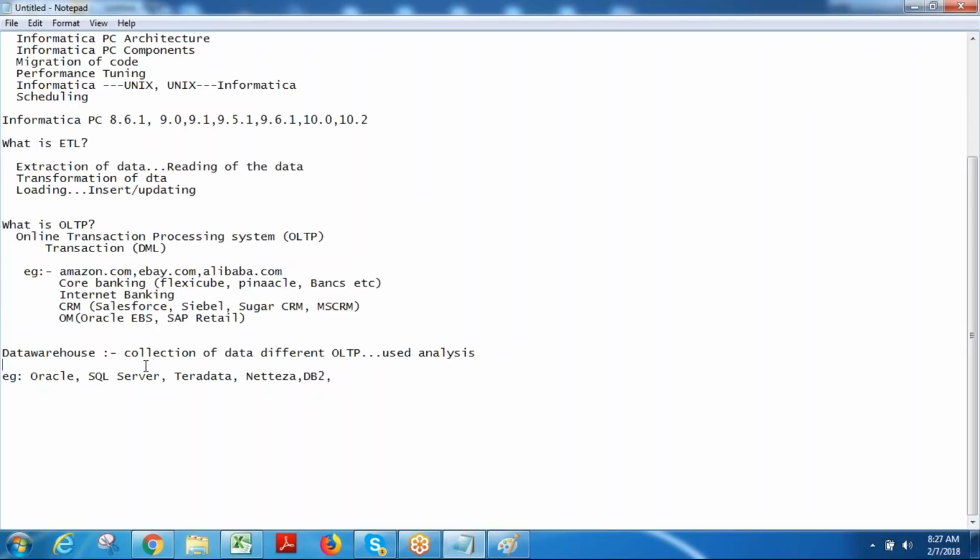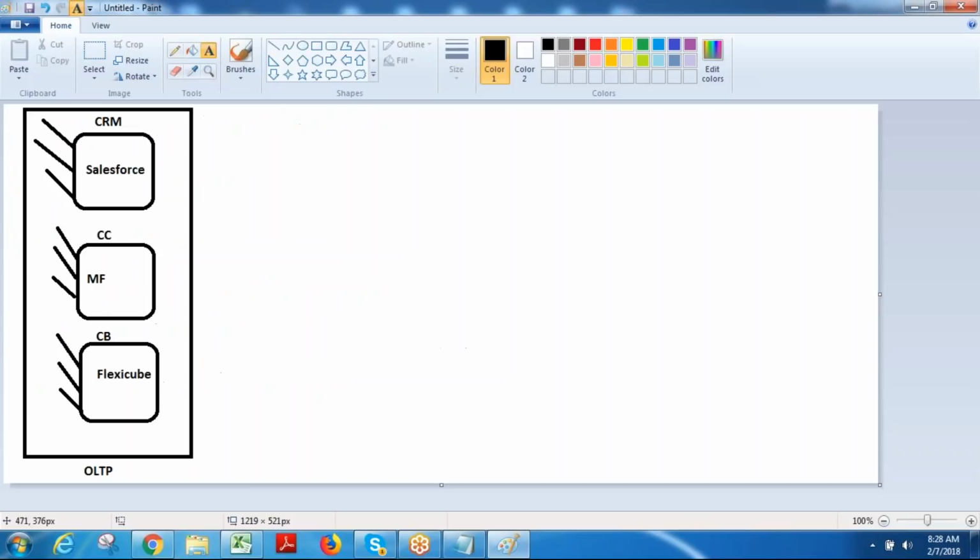So understand the basic point here. Any database can act as a data warehouse. It is not that I can build a data warehouse only on Oracle or only on Teradata or only on Netezza. Any database I can choose can act as a data warehouse.